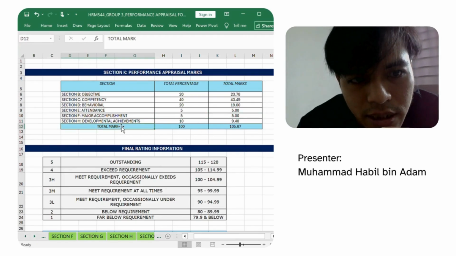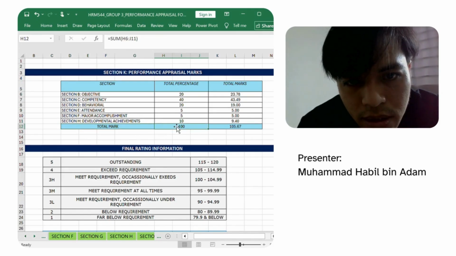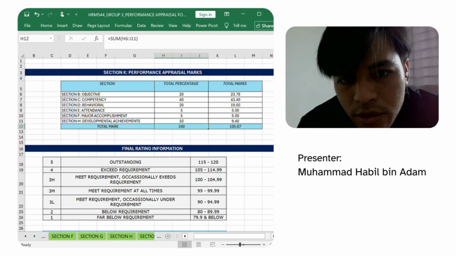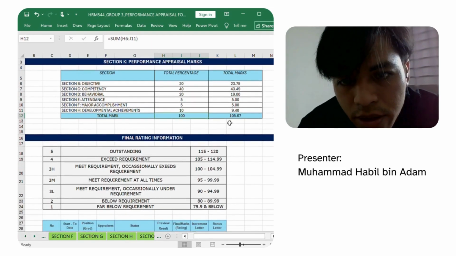Lastly, section H, developmental achievement, total percentage 10 and total marks 9.40. So he gets 105.67.